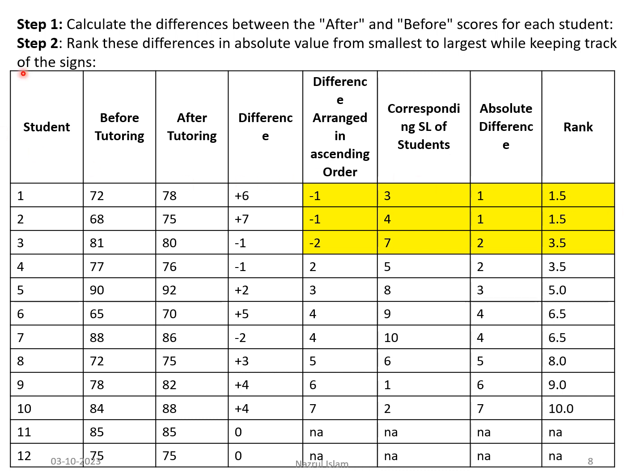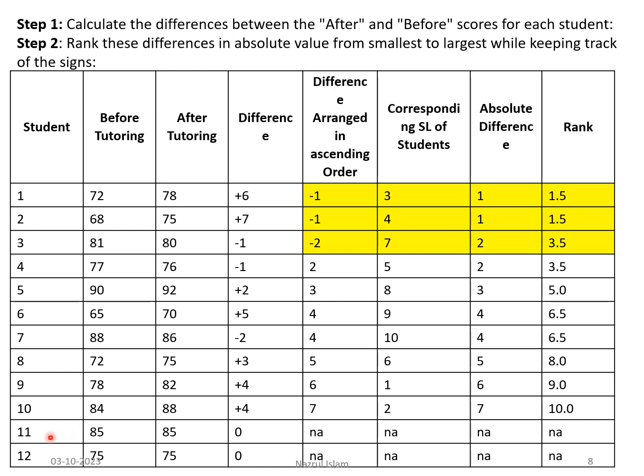Step 1, calculate the differences between after and before scores of each student, and step 2, rank these differences in absolute values from smallest to largest while keeping track of all the signs. So this is the difference: 78 minus 72, that is plus 6, 75 minus 68, that is plus 7, 80 minus 81 equal to minus 1. Like this we will get this data.